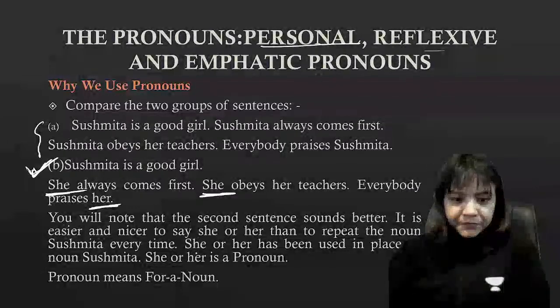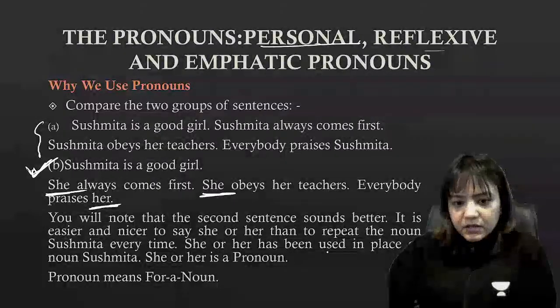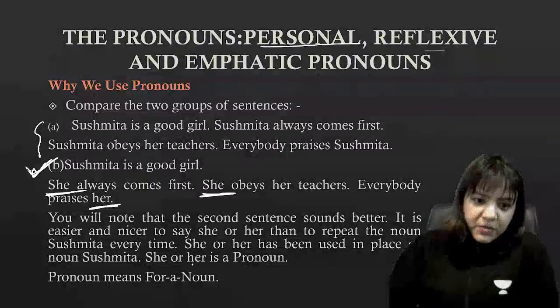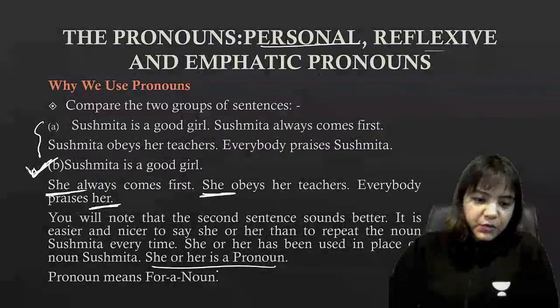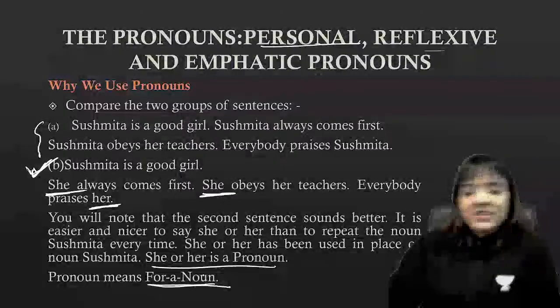She or her has been used in place of the noun, that is Sushmita. So she or her is a pronoun, which is for a noun. Pronoun basically means for a noun.